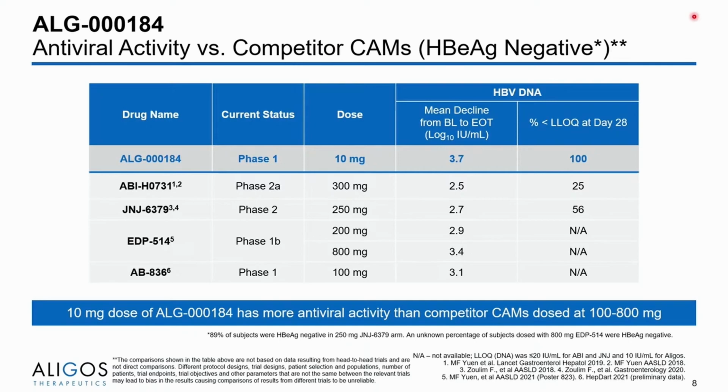But perhaps what's most remarkable about these data is we're doing that at the 10 milligram dose versus up to an 800 milligram dose with the first generation CAMs. We believe that's a direct indication of the enhanced potency and the PK of the molecule, where you're basically able to achieve much more with much less drug because of those second generation attributes that I mentioned before.